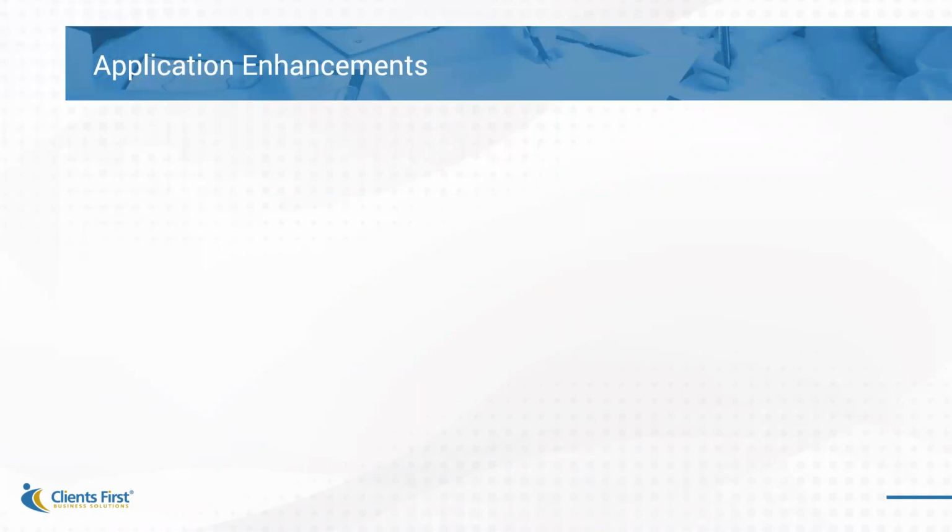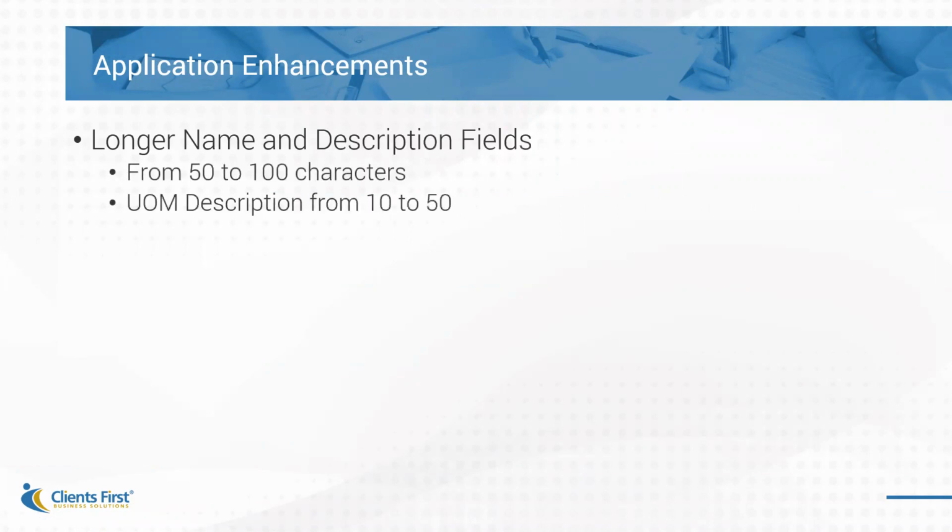When we look at application enhancements, one big change that they made throughout the system is longer name and description fields. They updated names like the customer name or the item description fields from 50 characters to 100, and they updated the unit of measure description from 10 characters to 50 characters long.